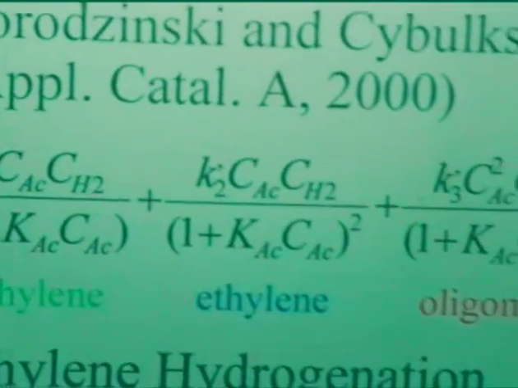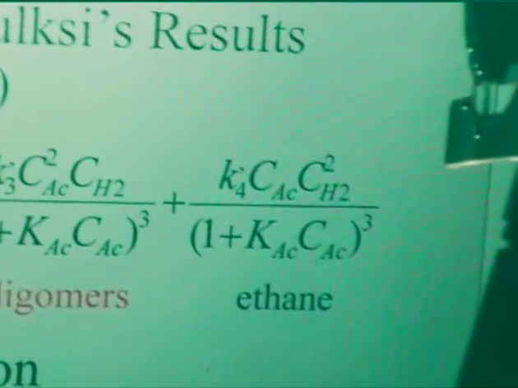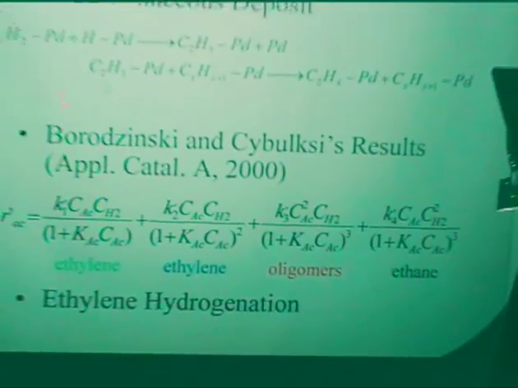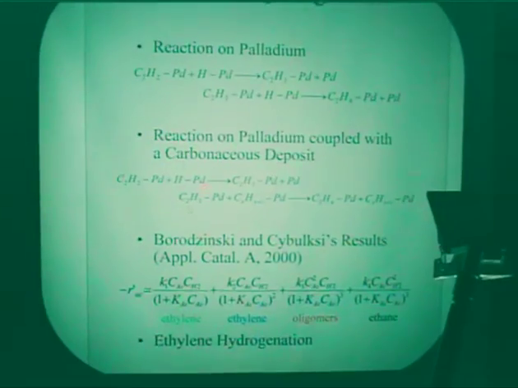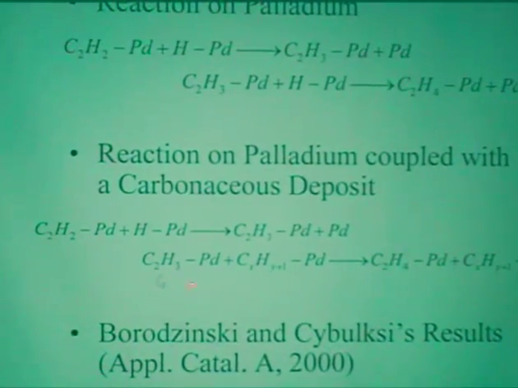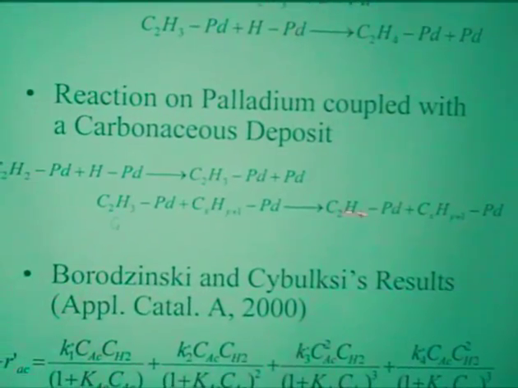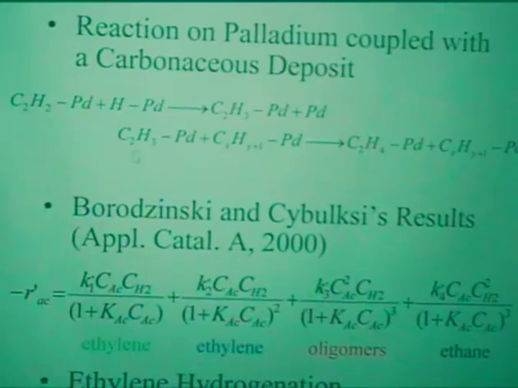But the reaction on palladium also might be coupled with a carbonaceous deposit, and this has been proposed since the late 70s. So acetylene on palladium might react with a hydrogen on palladium to form the ethyl intermediate, and then that can further hydrogenate with a hydrogen from this carbonaceous species to give, well, that should be just a Y, not a +1, to give the ethylene on the surface.